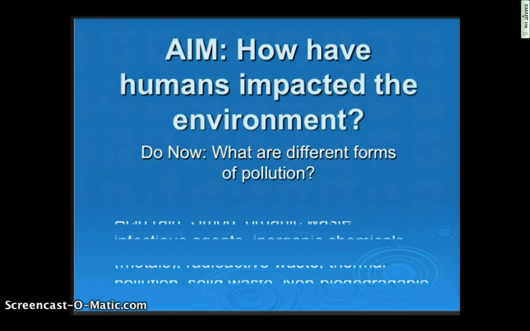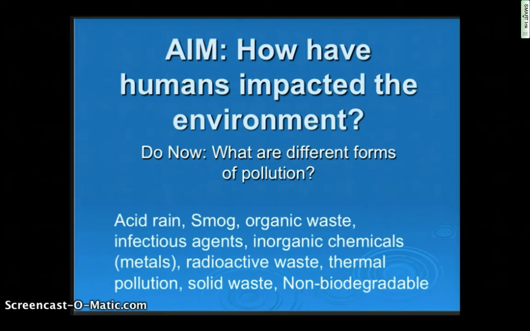Okay, let's see how you did. So, some potential forms of pollution include acid rain, smog, organic waste, infectious agents, inorganic chemicals, things like metals, so mercury would be an example of this in our water, radioactive waste, like from nuclear power plants, thermal pollution.